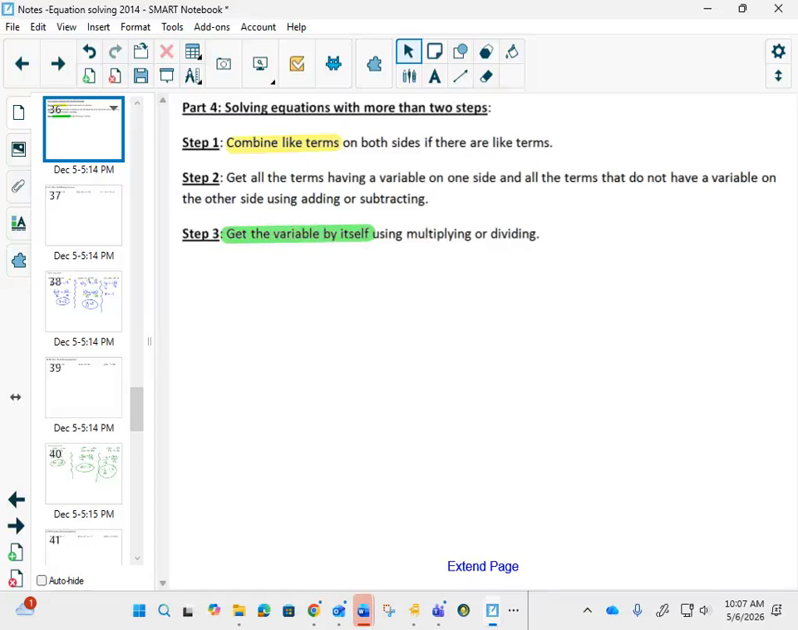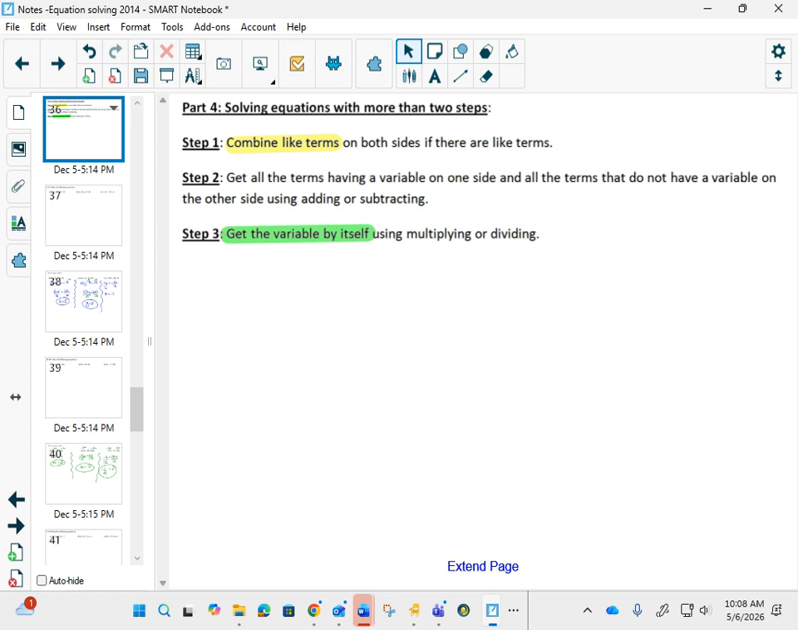Solving equations with more than 2 steps, these are very hard to do just in our head. And that's where the algebra becomes so powerful. Step 1, you're going to look if you have like terms, just like our polynomials unit, where you learned that you could combine like terms. What makes two things like terms? They have to have the same variables with the same exponents.